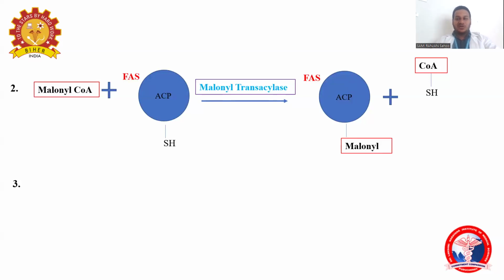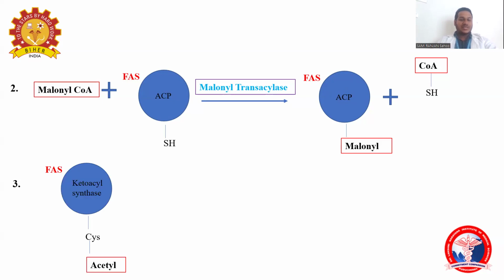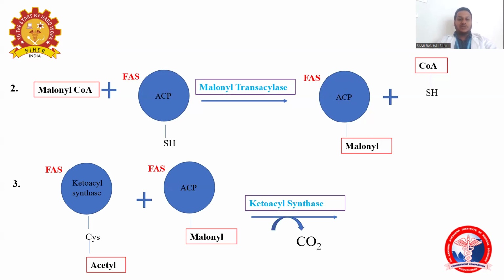So ACP with malonyl and CoA will be removed, whereas malonyl CoA plus ACP combine with the help of malonyl transacylase to form ACP and malonyl. The two formed products, acetyl and malonyl, will combine, where ketoacyl synthase along with acetyl combines with ACP with malonyl, and carbon dioxide is released to form beta ketoacyl ACP.